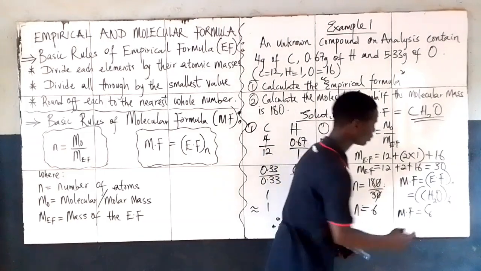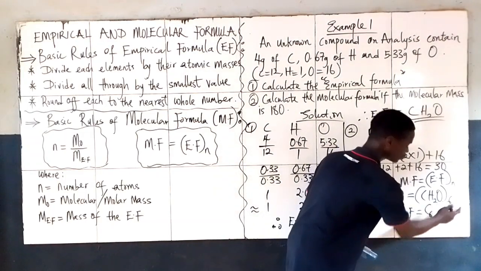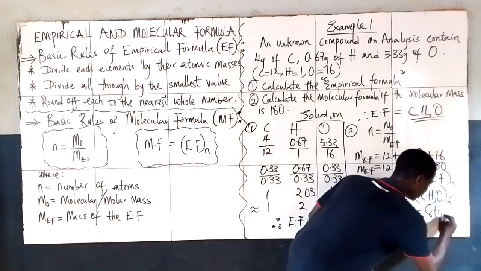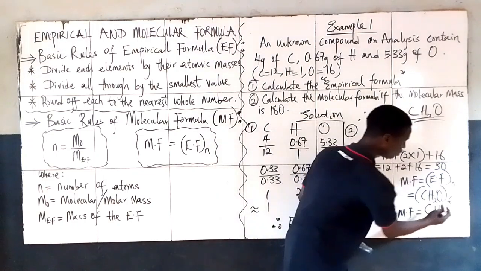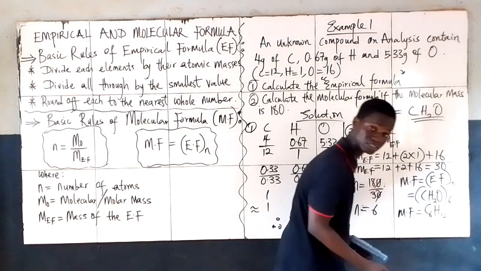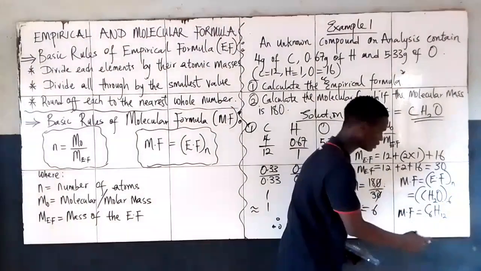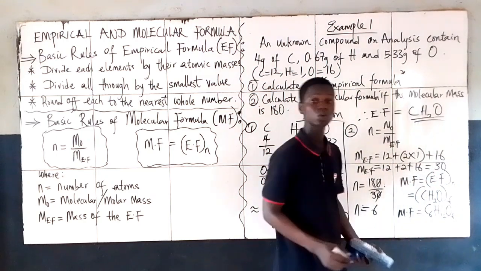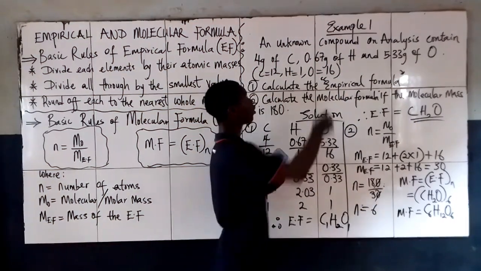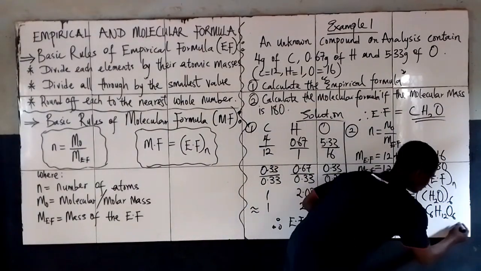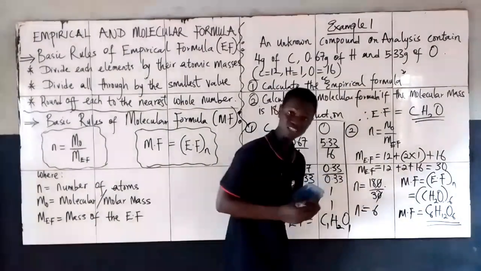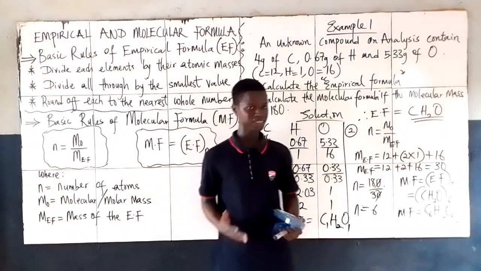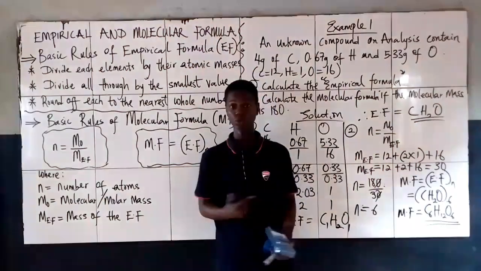Are you seeing that? Now the 2 times the subscript 6 will give us what? H12. Now the invisible 1 here times this same 6, because the bracket is affecting everything. Invisible 1 times 6 will give us what? O6. So the molecular formula for the unknown compound is what? C6H12O6.